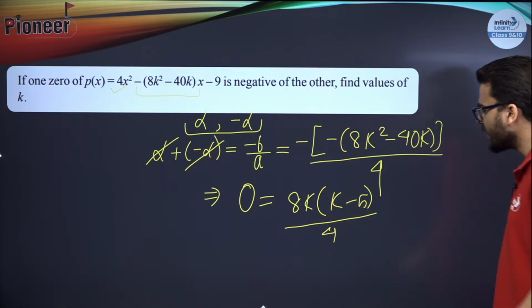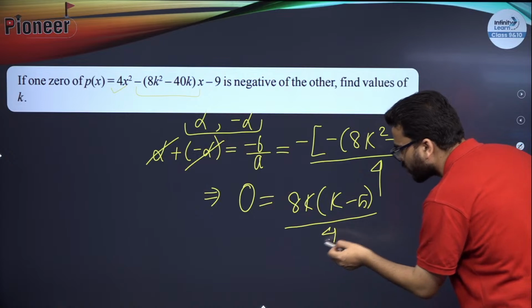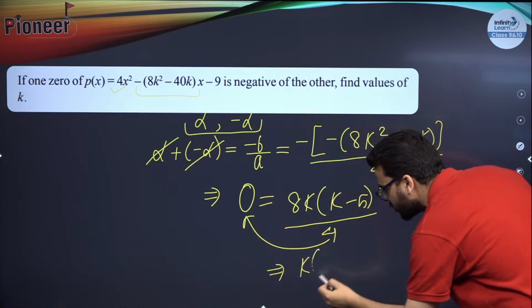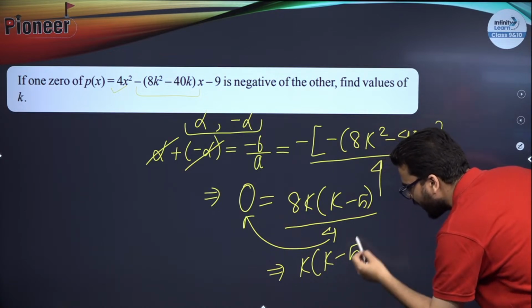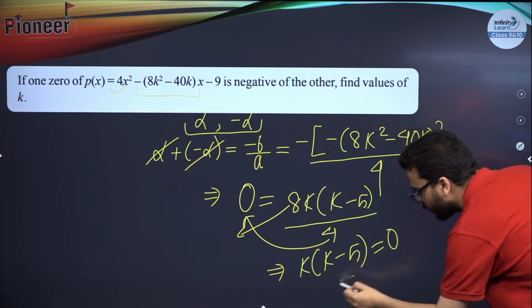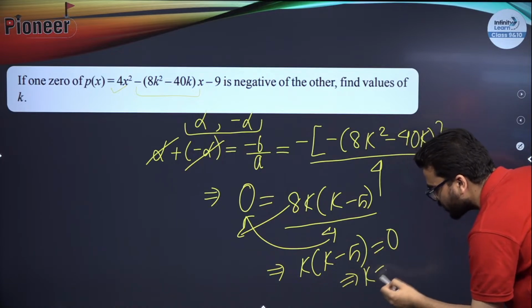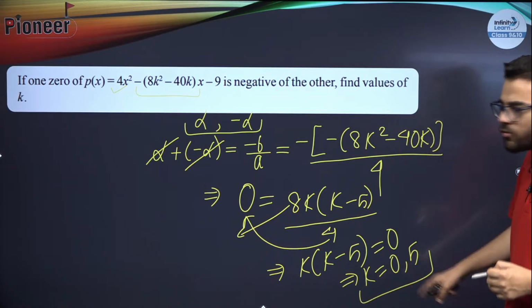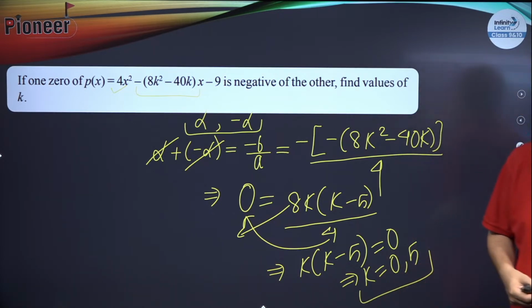Any doubt in this thing, guys? So you see this can be cancelled out, or you can cross multiply over here. So you will be left with only k into k minus 5, right? 8 can also be taken over here and that will be 0 only. So therefore the two values of k are possible. k is equal to 0 and 5. You got that logic? k is equal to 0 and 5 are the answers to this question.